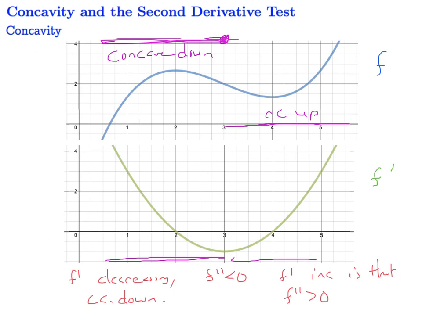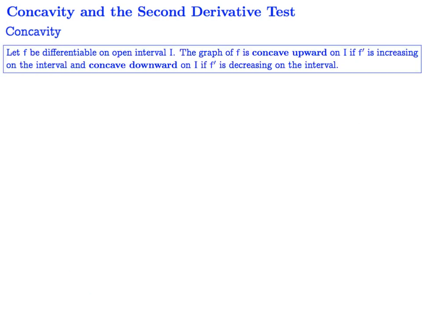It's very important to note that we can say our function is concave up because our derivative is increasing, which means that our second derivative is positive. And this gives us our definition. If we have a differentiable function on an open interval, we say the graph is concave upward on that interval if our first derivative is increasing, and concave downward on that interval if our first derivative is decreasing on that interval.